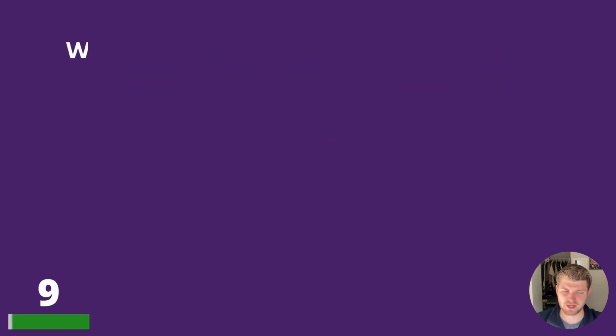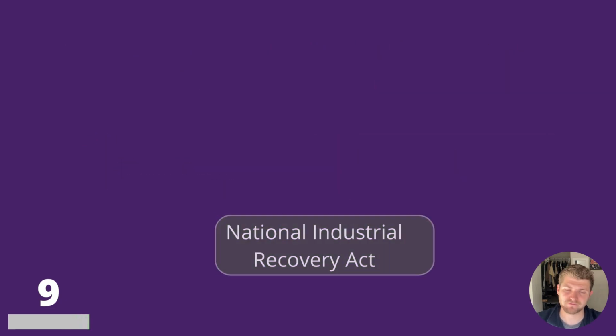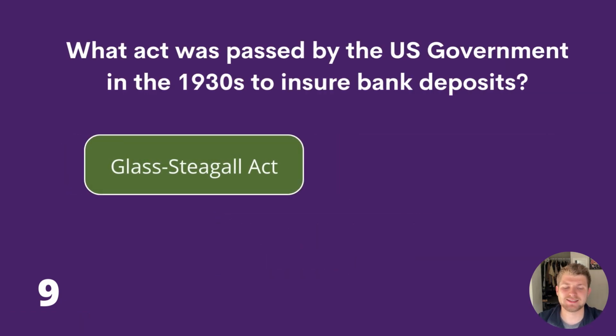Question 9. What act was passed by the US government in the 1930s to ensure bank deposits? Glass-Steagall Act, Securities Exchange Act, or National Industrial Recovery Act? And the answer is the Glass-Steagall Act.